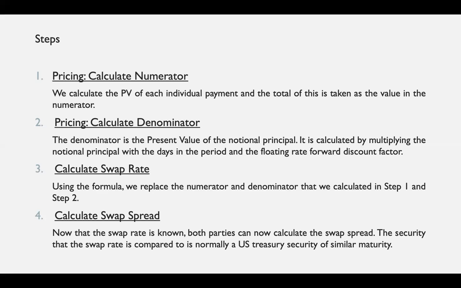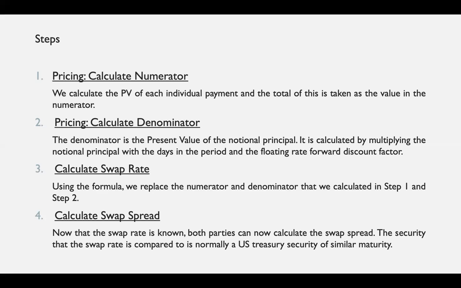Your second step would be calculating the denominator. The denominator is the present value of the notional principal, which in this case we took as $10 million. So we would take the notional principal, multiply that with the days in the period, and in this case it would be 3 years, and we take the floating rate forward discount factor, which you can always find with the help of your financial calculator.